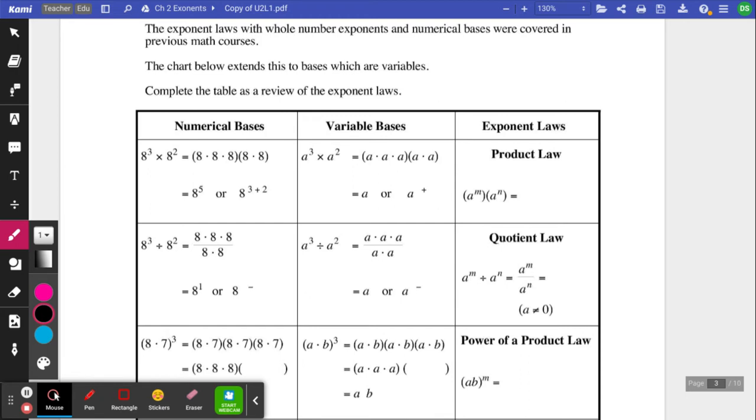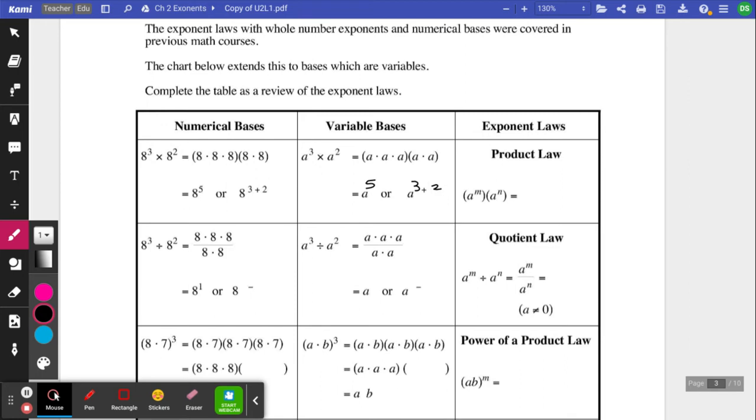When you're multiplying, if the bases are the same, you keep the base and you add the exponents together. And here's why. Because 8 to the 3rd, you can write it out and repeat it. If you write that out and repeat it, you can see it's 8 to the 5. So are the bases the same? Yeah. So you keep the base and you add the exponents, which is 5, which is 3 plus 2.